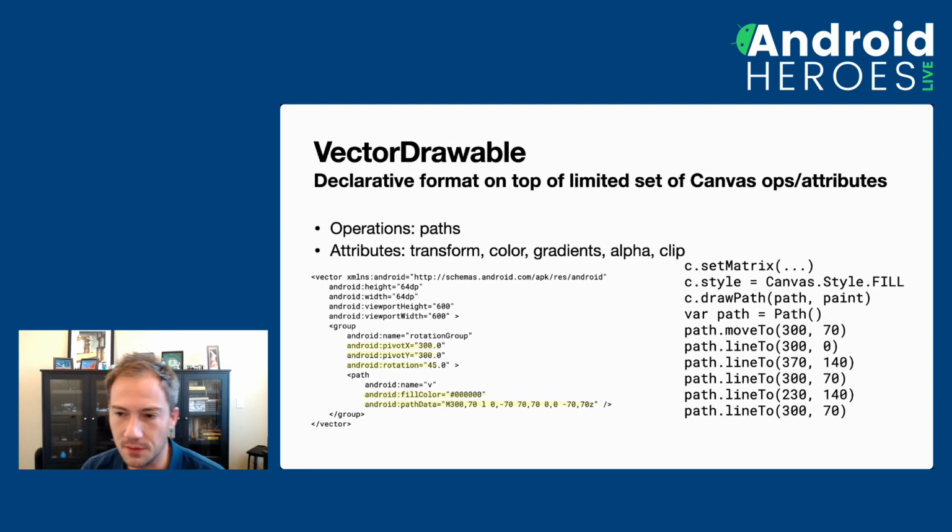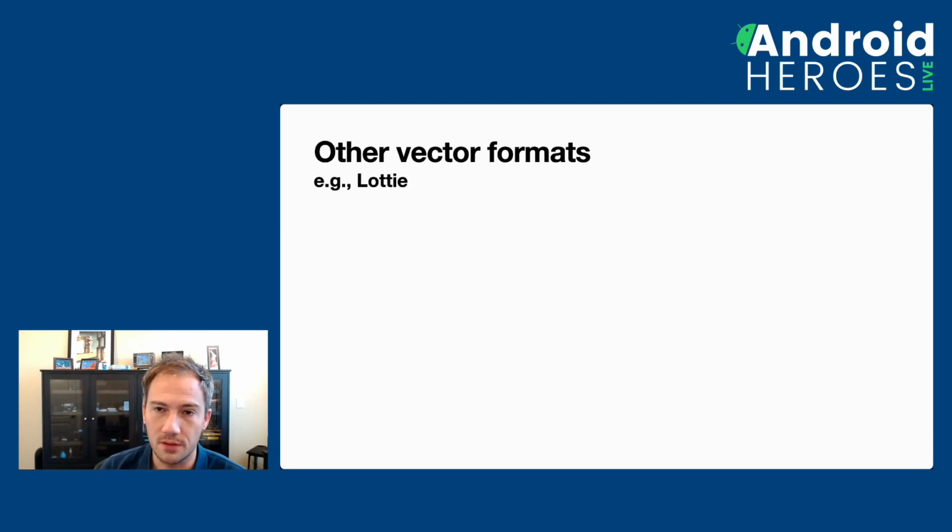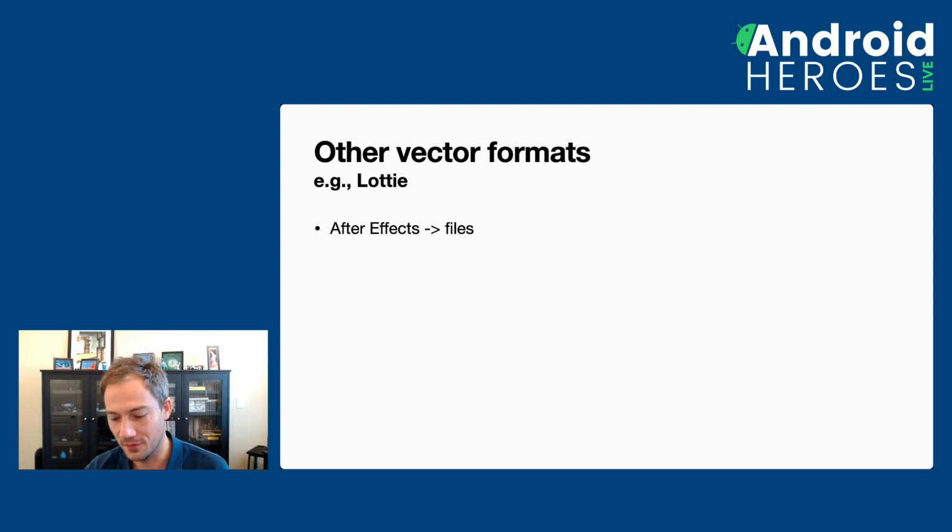So it's a very efficient format on disk, and you get a perfect representation on screen. Of course, it makes some things very difficult. You would not represent a photo that way because you would need a lot of tiny paths. It would be very inefficient.